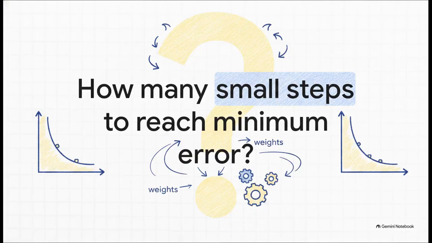Gradient descent shows us you really don't need a perfect map to reach your destination. You just need to know your current error, check your slope, and be willing to take a small step in the right direction, over and over again.